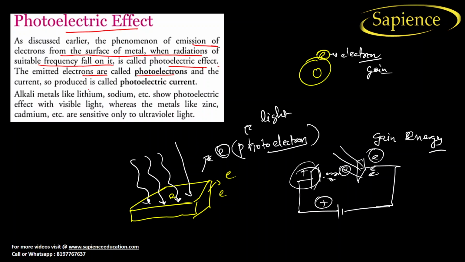Now alkali metals like lithium, sodium, etc. show the photoelectric effect with visible light. So if the metal is sodium, it will eject electrons with visible light, and metals like zinc, cadmium, etc. are sensitive only to ultraviolet light. So I hope you have understood this.